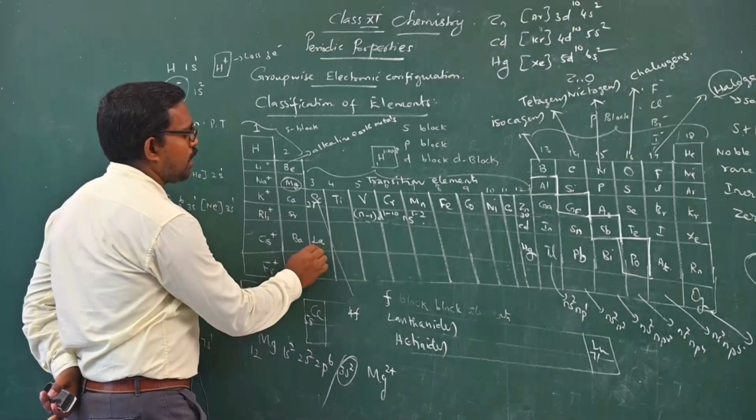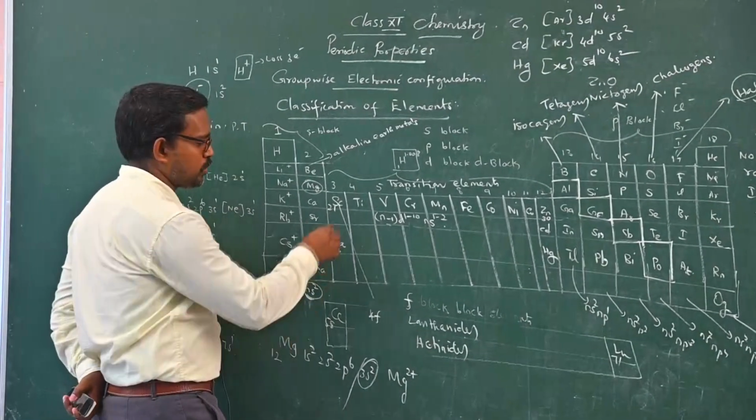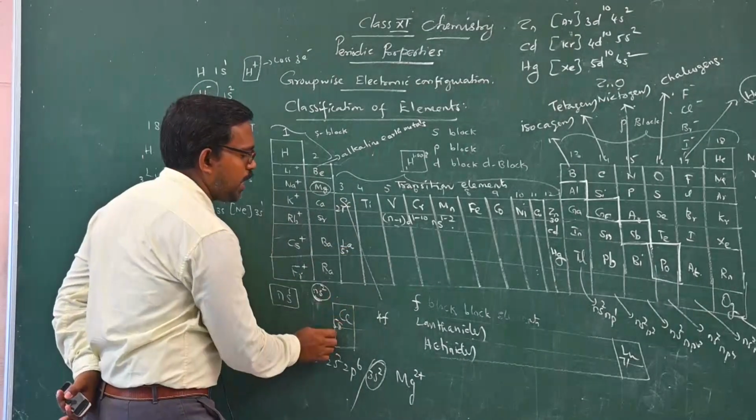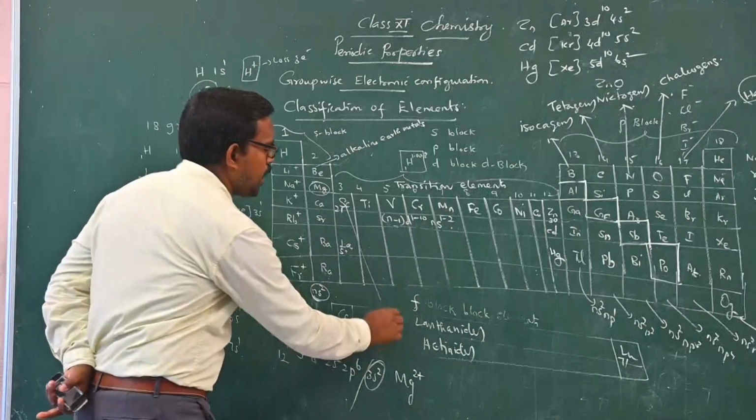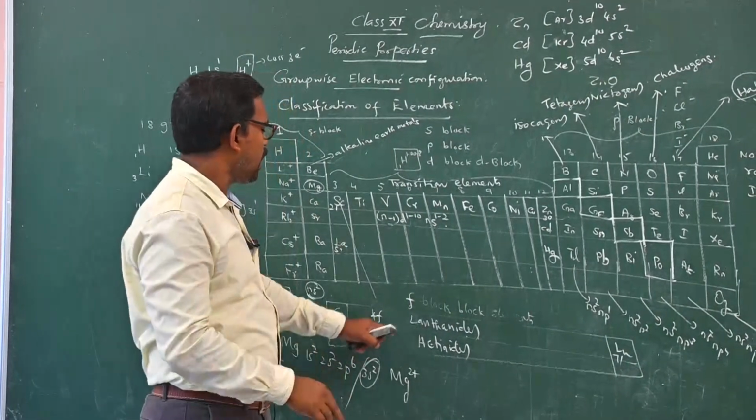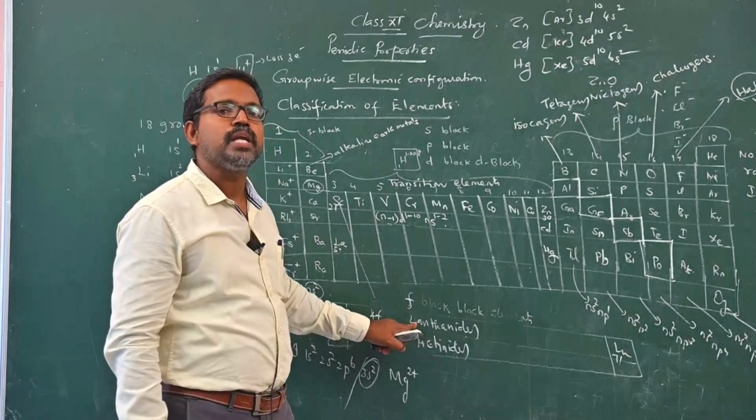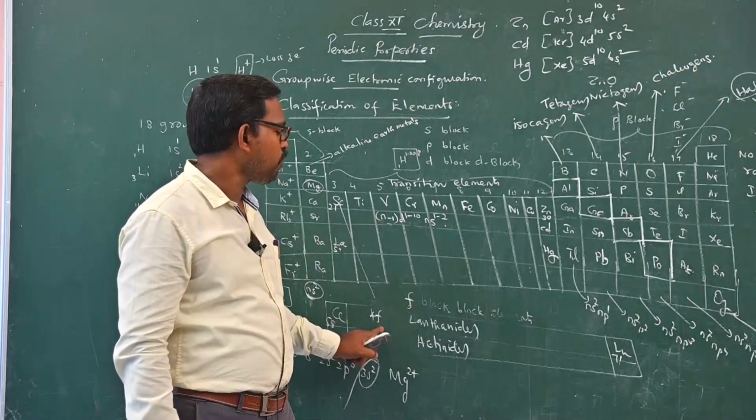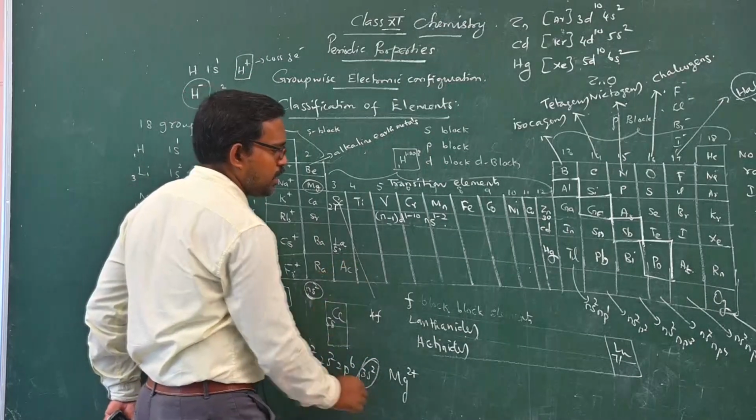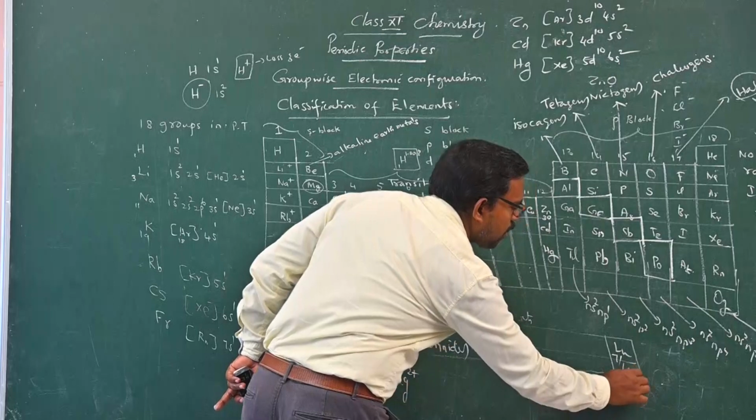Look at this configuration here. One element is called lanthanum, atomic number 57. The continuation of lanthanum is 57, 58 to 71. 14 elements are present in the separate series. Therefore, they are called lanthanides. Similarly, the electrons enter into 5f in the actinides, actinium to lawrencium.